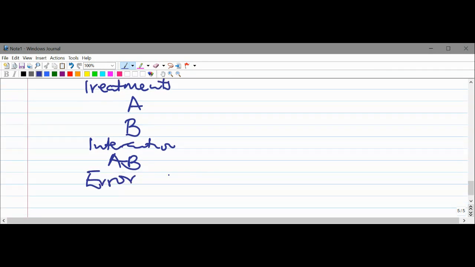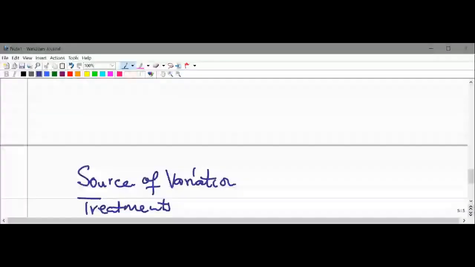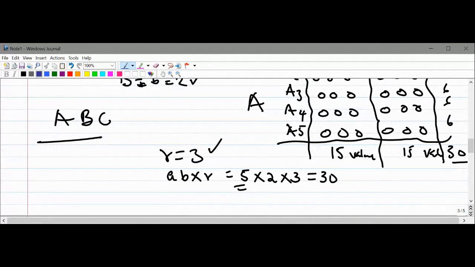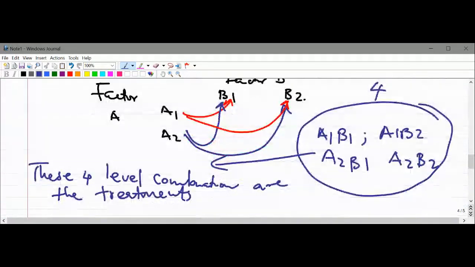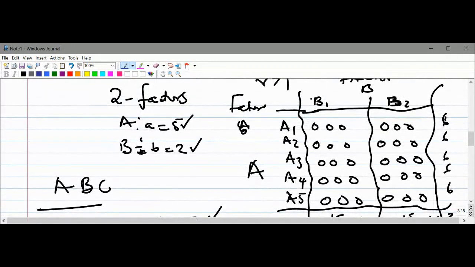The reason why I'm emphasizing this is because someone will confuse factor A and factor B as treatment. No, the treatments are formed by the combinations of those levels, as I've indicated here. So can you get the same thing here? How many levels will we have for this question here? Can someone tell me how many? Let's get the levels for this question.